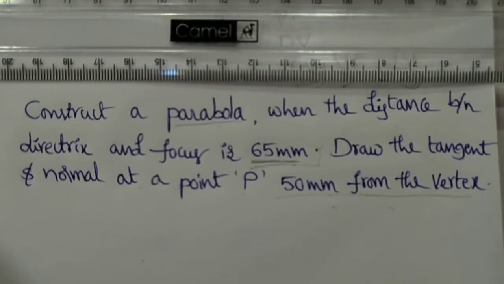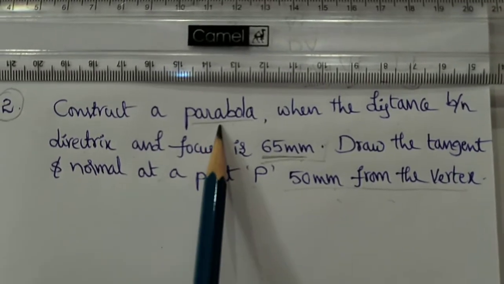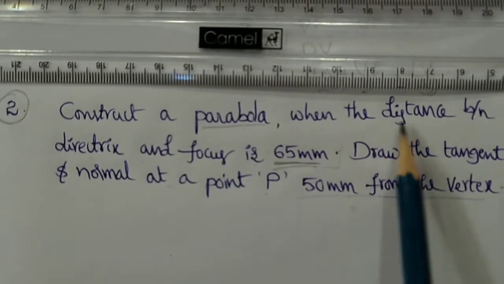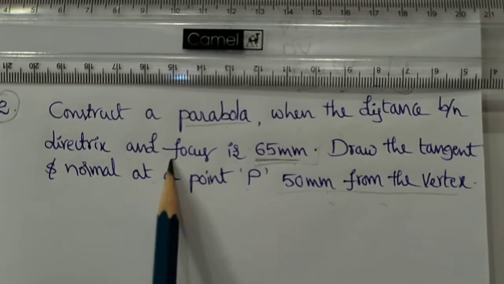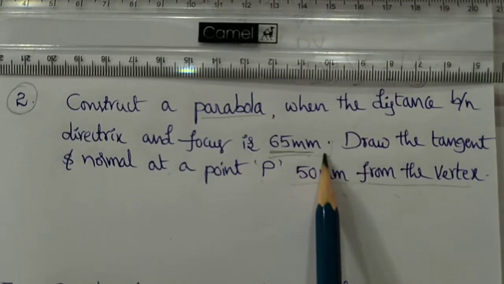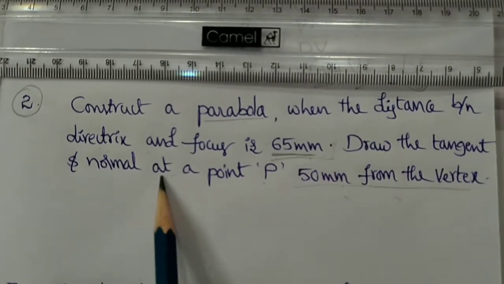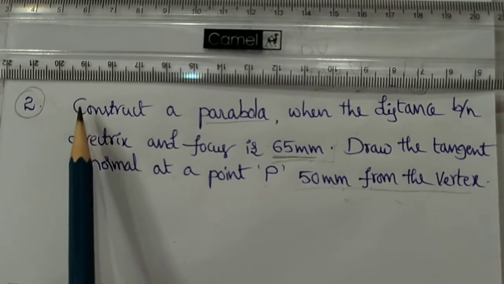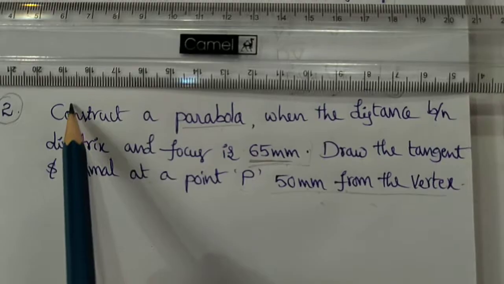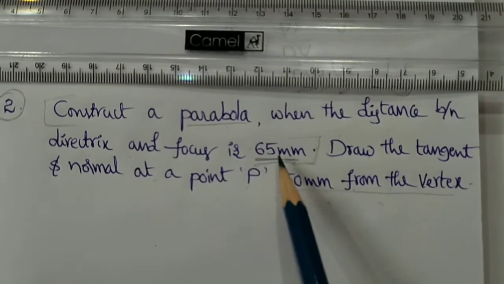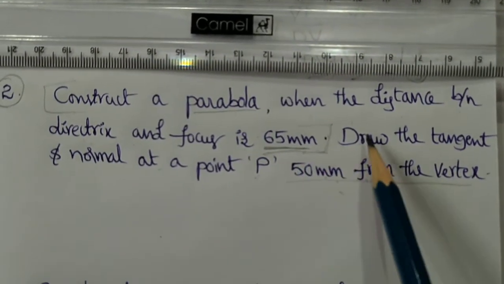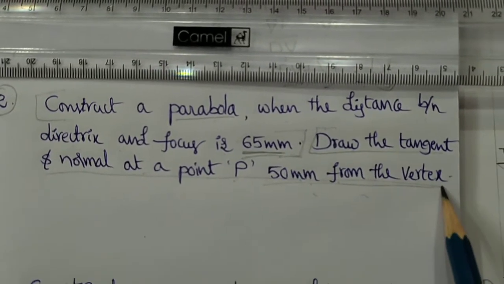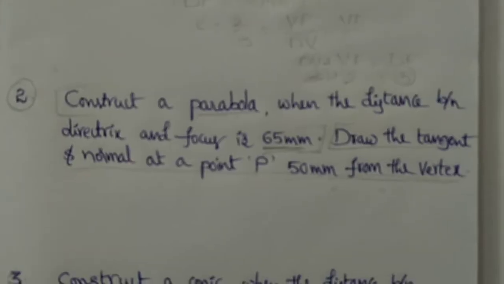In this video lecture, I am going to teach you the construction of parabola. So we can see the problem. Construct a parabola when the distance between directrix and focus is 65 mm. Draw the tangent and normal at a point P 50 mm from the vertex. So we can divide this complete problem into two parts. That is, up to 65 mm, that is related to the construction of parabola, and the second part we can see is the construction of tangent and normal to the parabola.